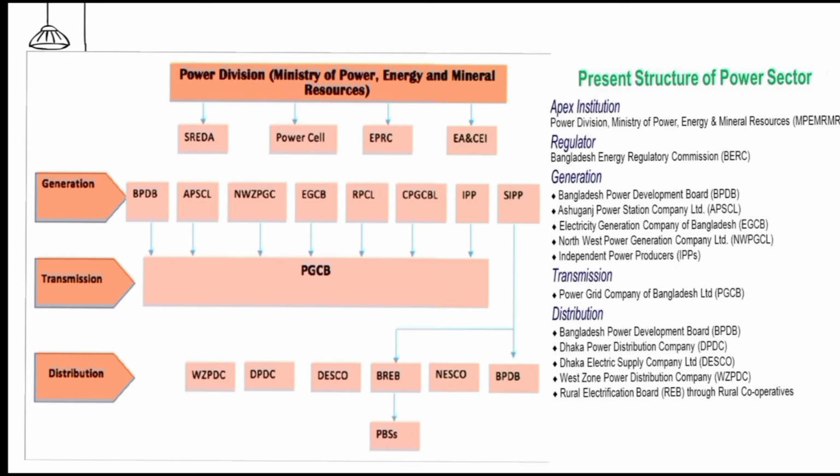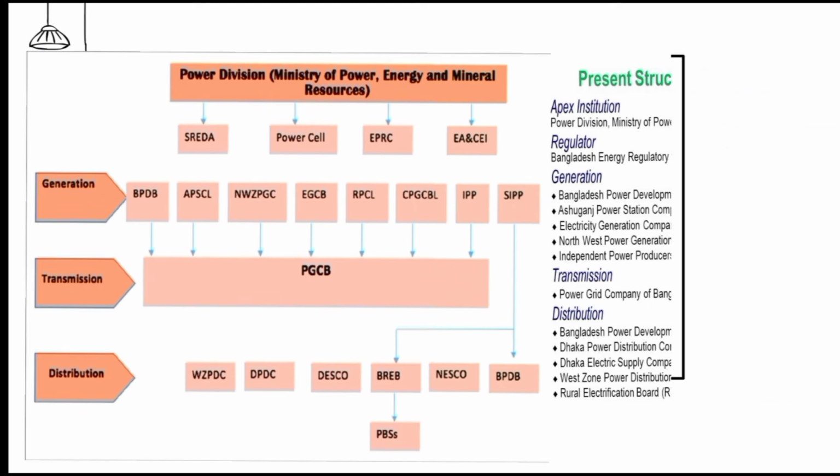In 2009, there were only 27 power plants with 4,942 megawatt generation capacity, but today there are 138 power plants with 23,548 megawatt generation capacity. Prioritizing the power sector, the government formulated long-term plans to generate 24,000 megawatt electricity by 2021, 40,000 megawatt by 2030 and 60,000 megawatt by 2041. Within a decade, Bangladesh doubled its electrification rate from 47% in 2010 to 98% in 2020.